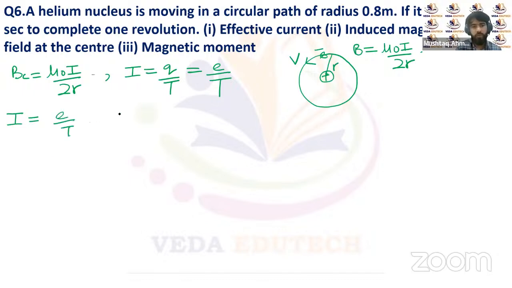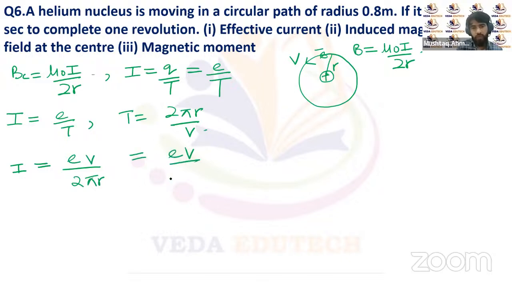Now the time period will be 2 pi r upon v. Substituting the value of the time period here, the current will be e upon 2 pi r multiplied by v. So it means that ev upon 2 pi r is the current because of this electron revolving in a circular orbit.